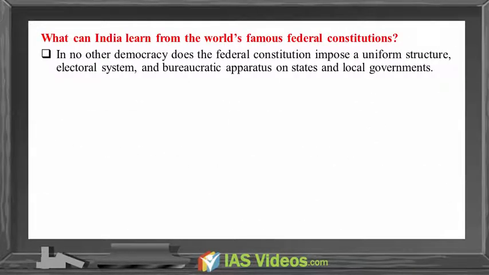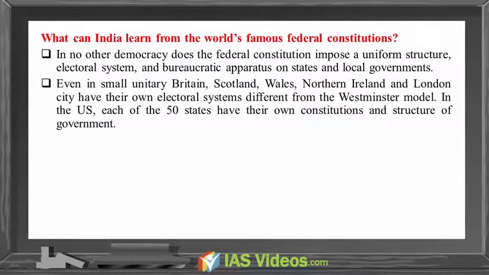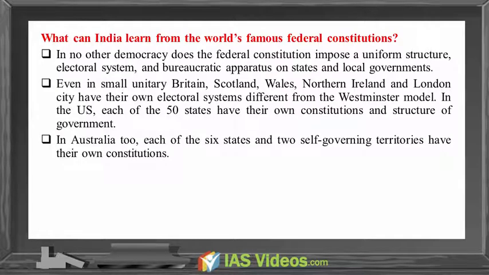What can India learn from the world's famous federal constitutions? In no other democracy does the federal constitution impose a uniform structure, electoral system, and bureaucratic apparatus on states and local governments. Even in small unitary Britain, Scotland, Wales, Northern Ireland, and London City have their own electoral systems different from the Westminster model. In the US, each of the 50 states has its own constitution and structure of government. In Australia too, each of the 6 states and 2 self-governing territories has its own constitution.